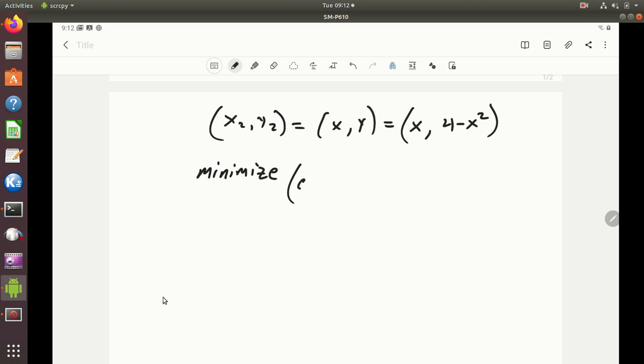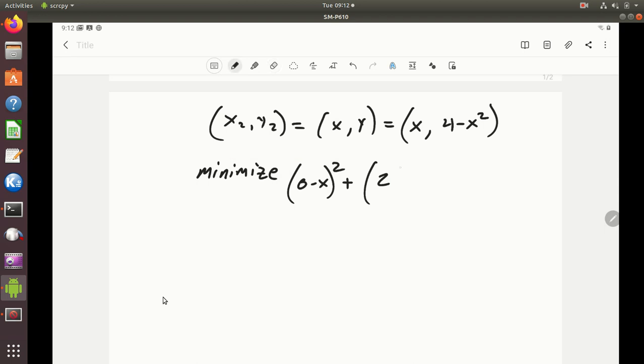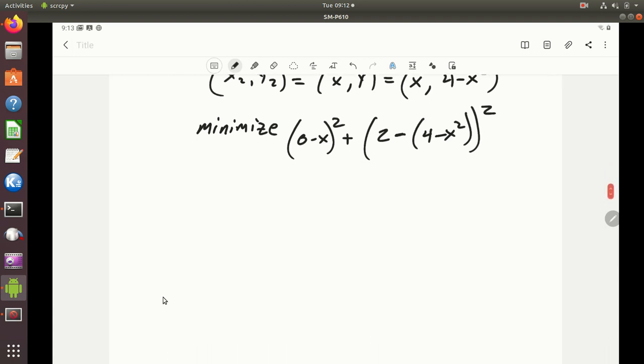x1 minus x2 squared, so I've got 0 minus x squared plus the y1 minus y2 squared, so minus 4 minus x squared. Okay, now I'm going to rewrite that as x squared, and then plus. Now I've got 2 minus 4, which is a negative 2, and a minus x squared. So in here I have x squared minus 2 squared.